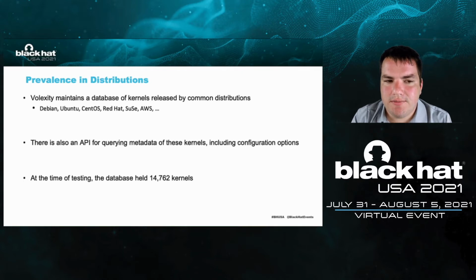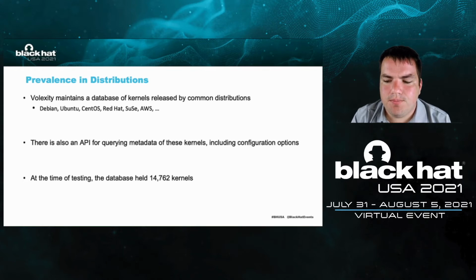So to do this, we relied on the database of kernels that engineers at Velocity maintain. These kernels go back years and years for every major distribution. And it's not just a big folder where all the kernels are downloaded. All of the metadata is pulled from these kernels and put into a database. There's then a really nice API built around querying out these specific metadata.